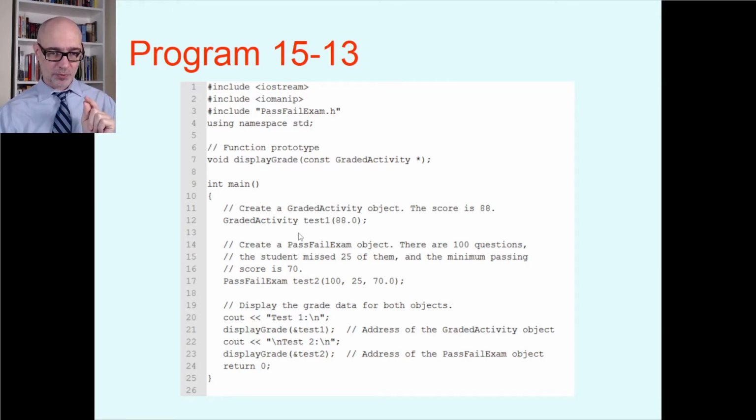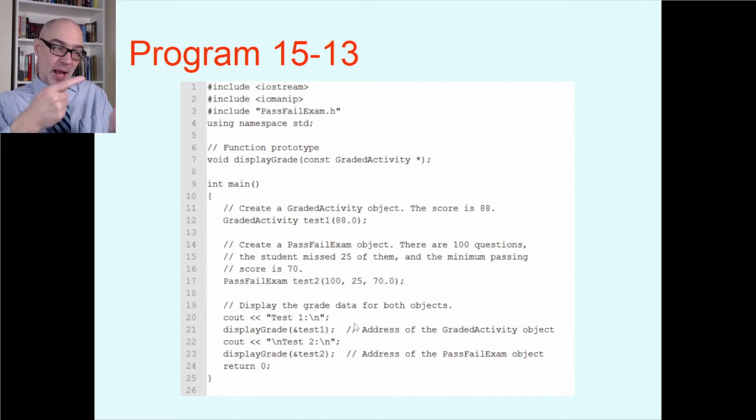On line 12, we're making a graded activity object called test1. It's got an 88 score on that. And now we're creating a pass-fail exam object, a new type of object, calling this test2. And if you look at the details of that example, a pass-fail exam stores the number of questions, the number of questions that were missed, and the minimum passing score to determine whether you get a P or F grade after all. So it's actually recording the individual questions in that type of object.